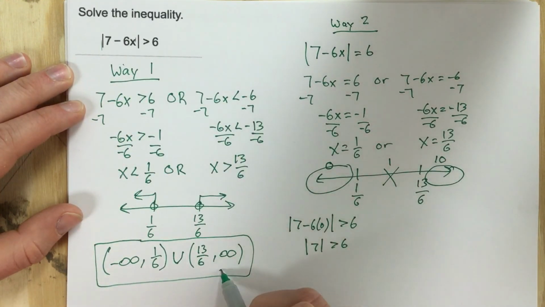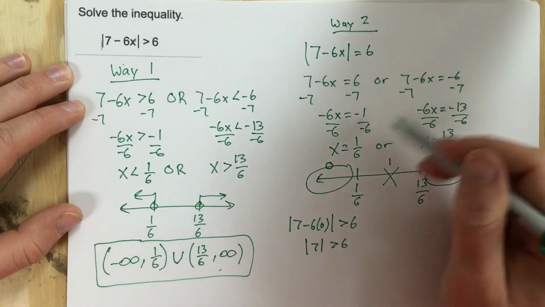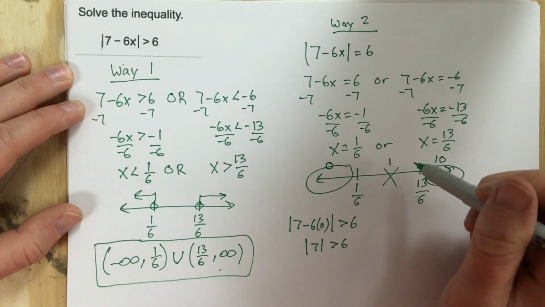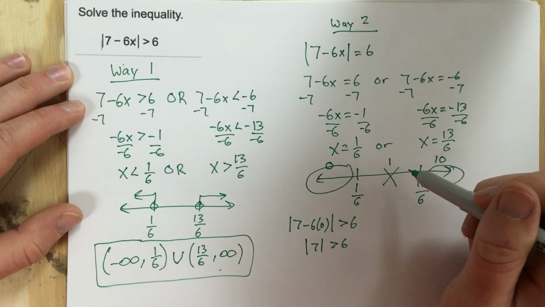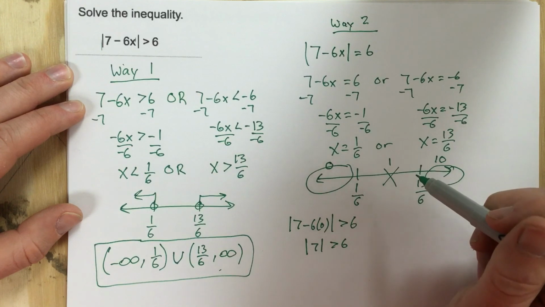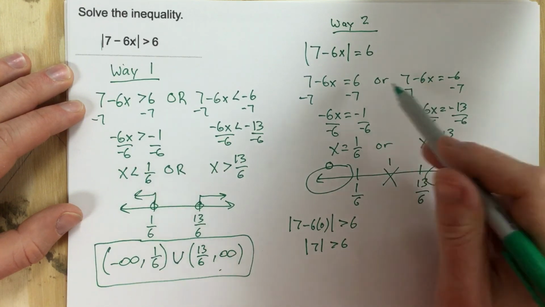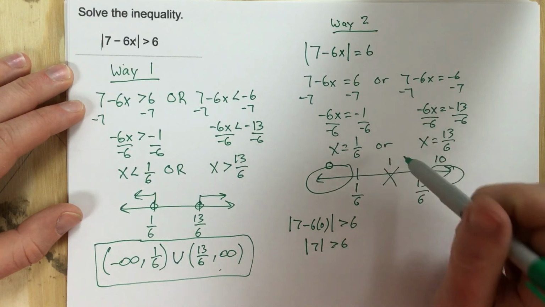So you end up with the exact same solution, right? Negative infinity to 1/6, and then 13 over 6 to infinity. I like way 2 the best because this applies to polynomial inequalities and quadratic inequalities. So this is my favorite way to do this type of problem.